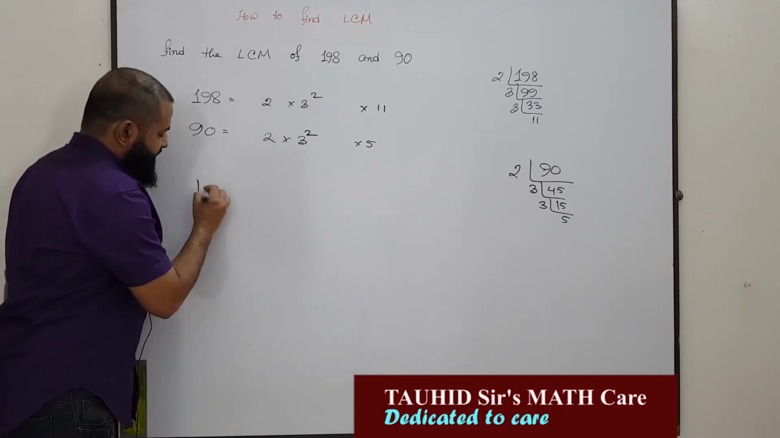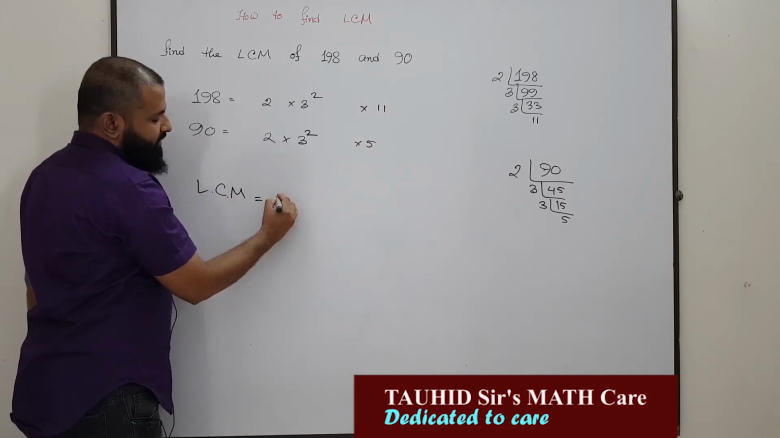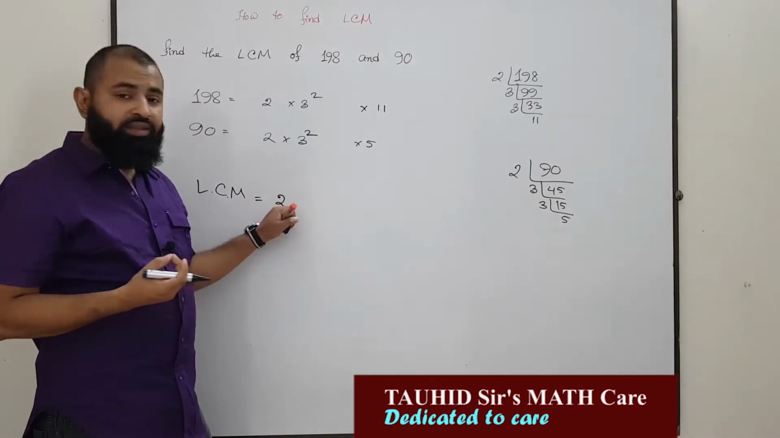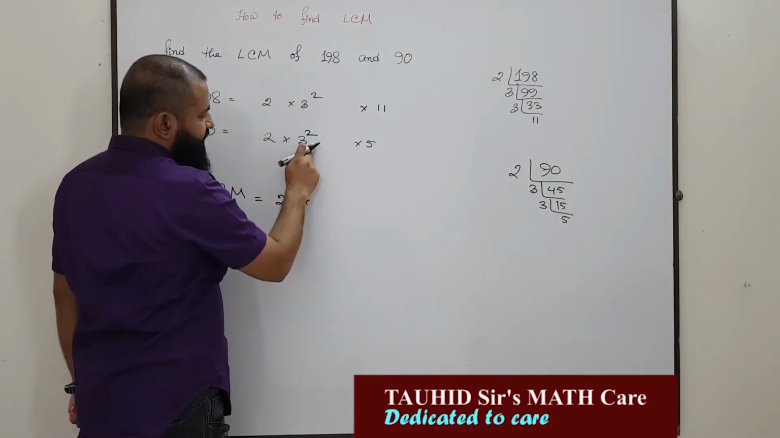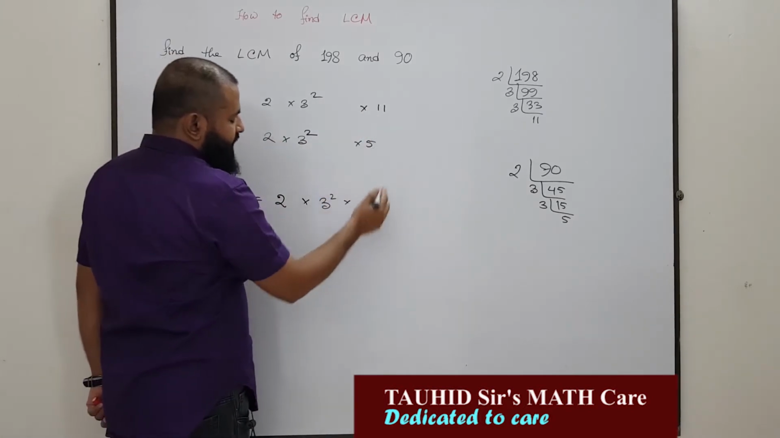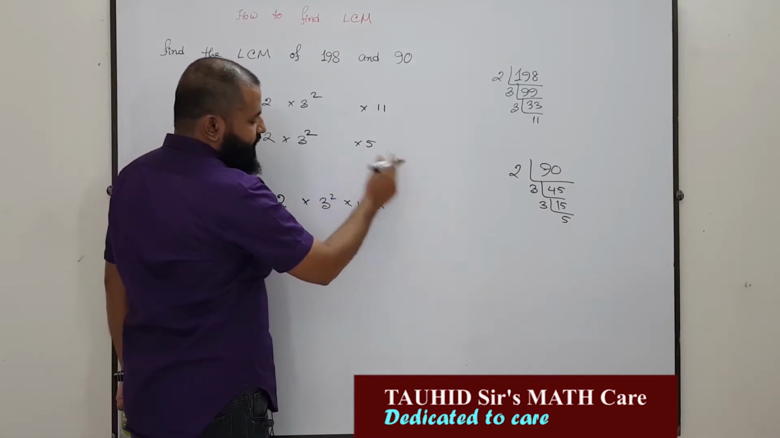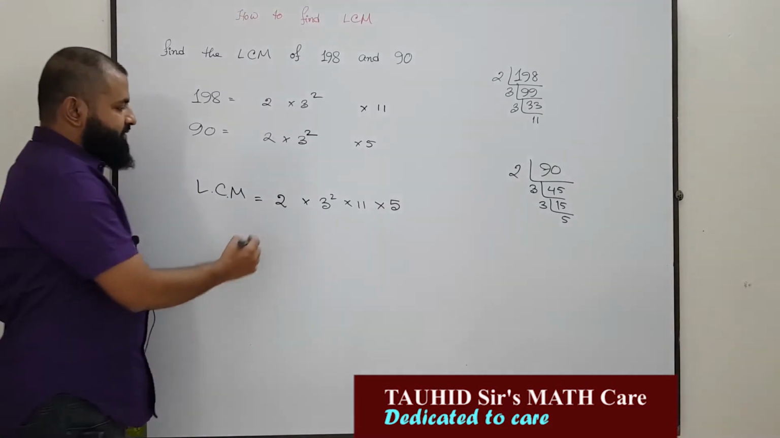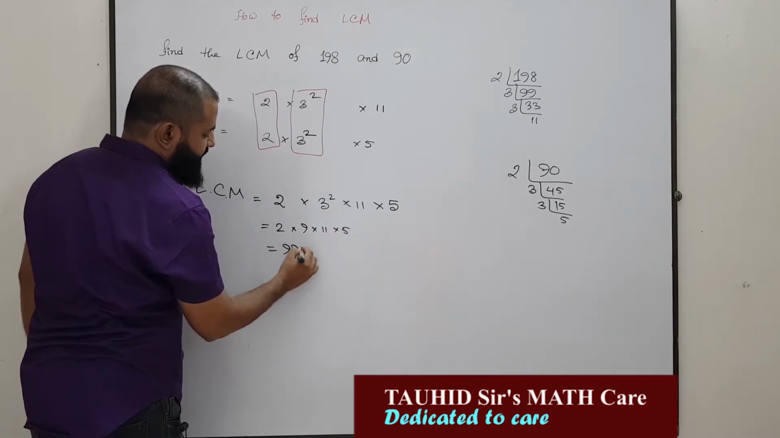Then the LCM is, here is a 2, here is a 2. We will take the maximum, so 1 two in each case, so we will take 1 two. Here we see 3 square, here we see 3 square, so 3 square. Here is an 11 and there is no 11, so we take 11. Here is a 5, we will take the 5. So the LCM is 2 into 9 into 11 into 5. We get the answer 990.